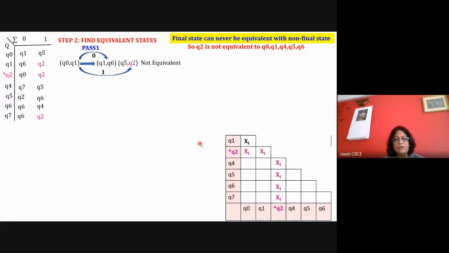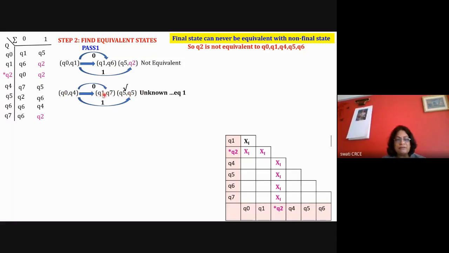Then I'm trying to find out Q0, Q4. So in Q0, Q4, for 0 input symbol, the pair is Q1, Q7 and the other pair is Q5, Q5. So here I can say that Q5 is equivalent with Q5. So this pair is not having any issue. But here I want to check that. What is the meaning of this is that if this pair is equivalent and if this pair is equivalent, then this pair is also equivalent. Okay. So here this pair is equivalent.